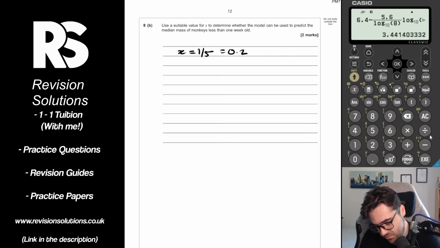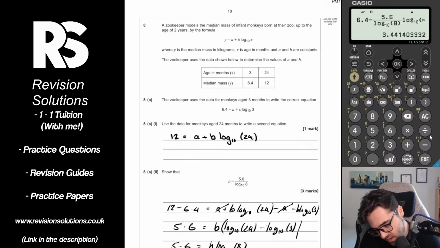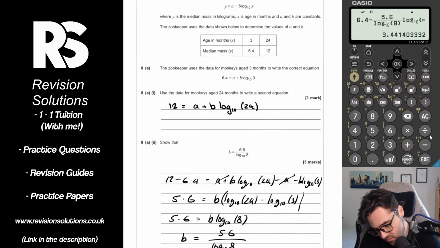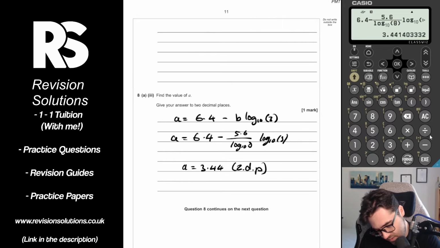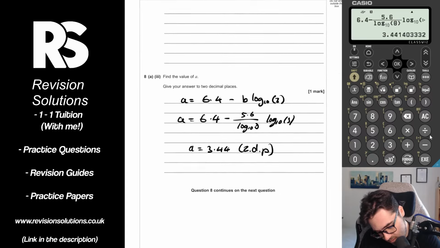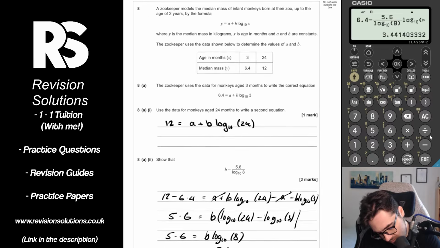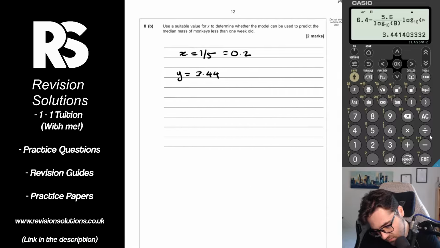What does that give us for our model then? So it'd be y equals our a value, which was 3.44, plus our b value, which was 5.6 over log base 10 of 8.